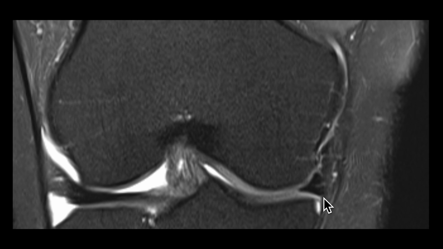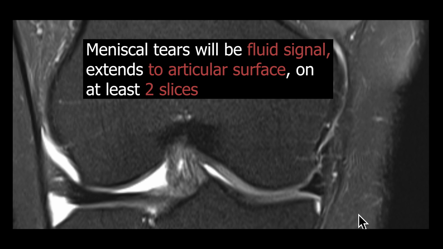Sometimes we see linear intermediate signal at the periphery of the meniscus. For example, in this case, you can see this faint gray line that doesn't touch the cartilage surfaces here and is really confined to the periphery of the meniscus. This is related to a small vessel and is a normal finding, not a tear. On the other hand, meniscal tears will be a fluid signal, usually a bright white line that extends to the articular cartilage or the articular surface. We need to see this bright fluid signal on at least two sequences or two slices, even if these are in different sequences.